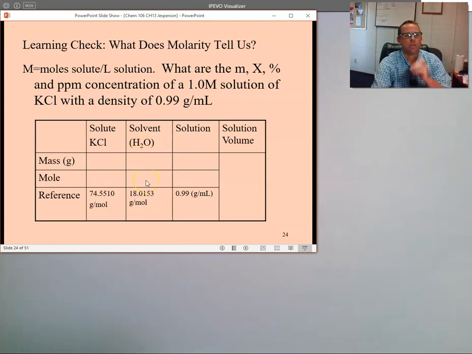All right. So from knowing that we have a 1 molar solution, which of these boxes, can you see any of these boxes? Let's see, where did I leave off? I think it was Robert's turn. Robert, which one of these boxes here can we fill in with this information? 1 molar KCl.